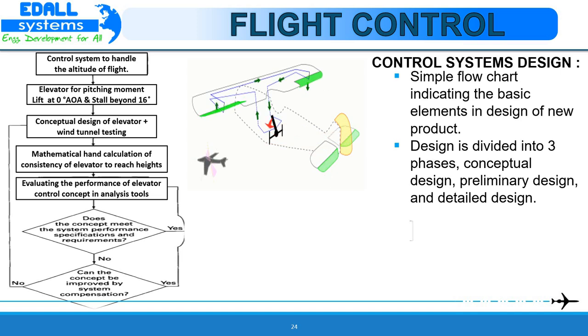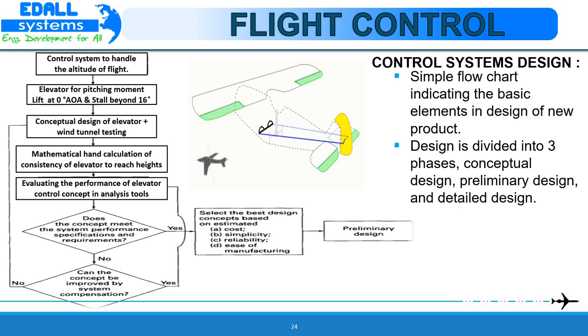After the wind tunnel testing, we have to do the mathematical hand calculation of the consistency of the elevator to reach the height that we desire. After mathematical hand calculation, we have to evaluate the performance of the elevator, whether it is up to the control concept and analysis tool, that is software tools. After that, we have to decide whether the concept meets the system performance, specifications and requirements. So if it meets, then we select the best design concept based on estimated cost, simplicity, reliability, ease of manufacturing, and then we move on to the preliminary design.